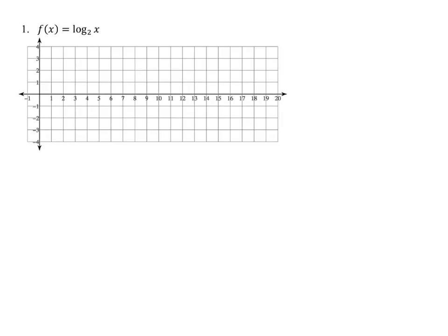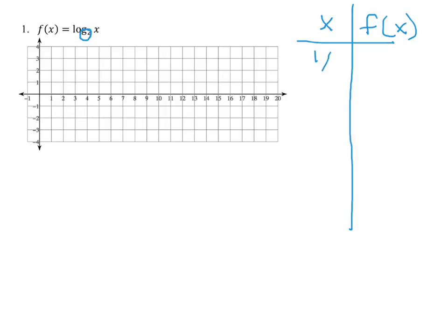So number 1, I want to graph f of x equals log base 2 of x. I'm going to create a table, and I need to decide some numbers to plug in for x. Because this is log base 2, I'm thinking that powers of 2 would probably be the best type of number to plug in. So maybe if I look at 1/4 and 1/2, then I'm going to go 1, 2, 4, 8, and 16. We'll see when I plug these numbers into the log, I'm going to get integer answers.